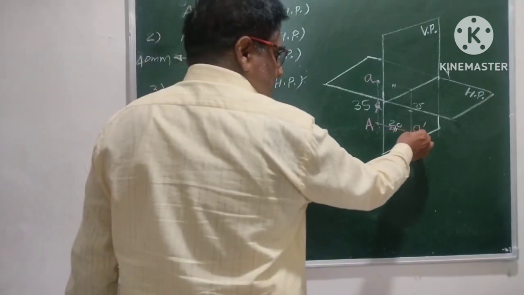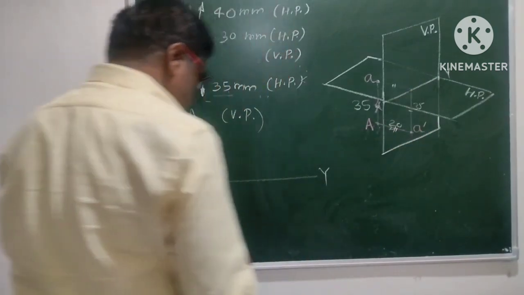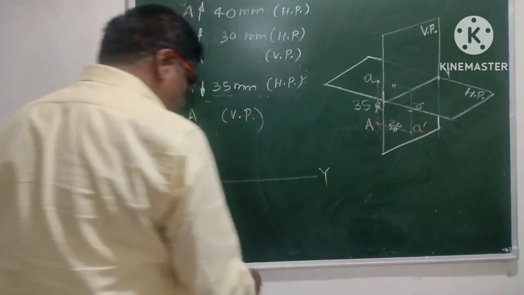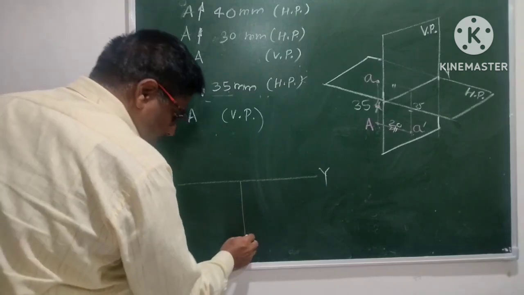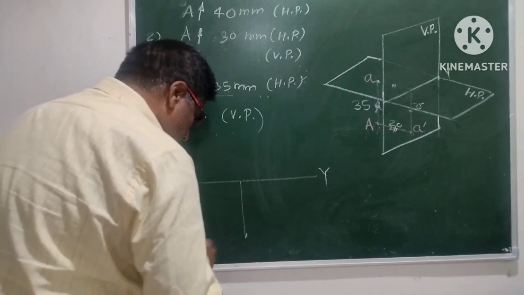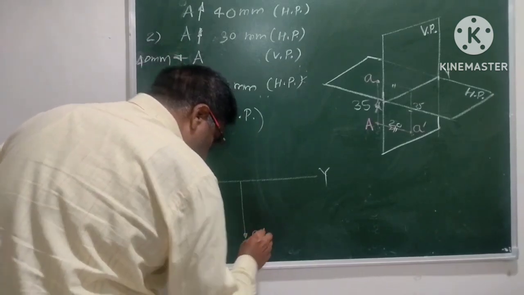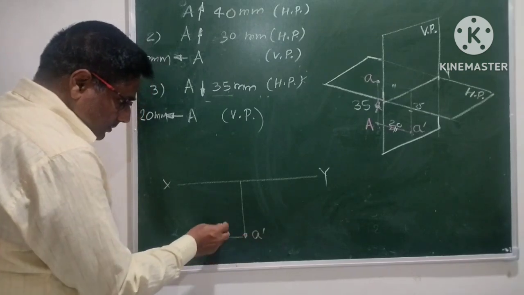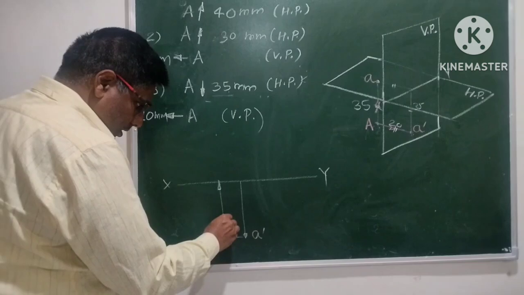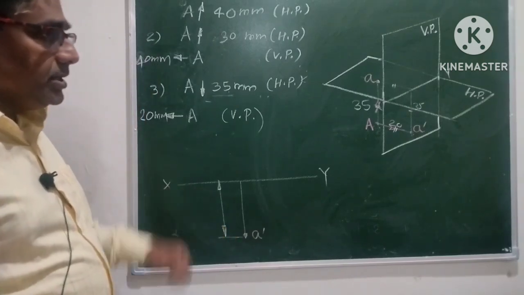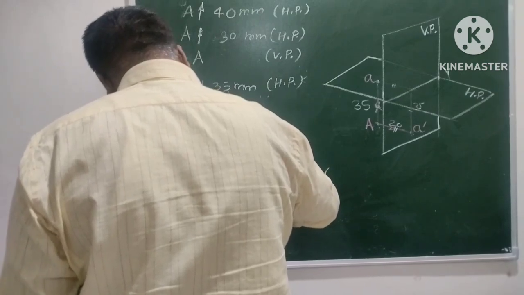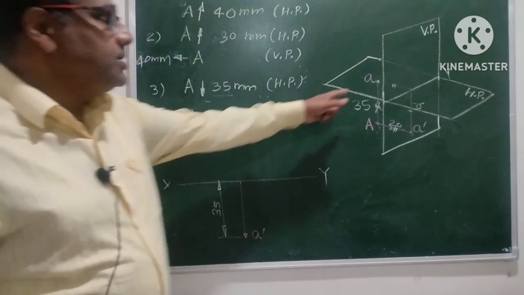Now let us draw this front view first. For that, from the XY line, we have to move in the downward direction by what distance? 35 mm. And this will give us the front view. Give the dimension. I will make a separate video on dimensioning techniques. 35. Now the top view is left.